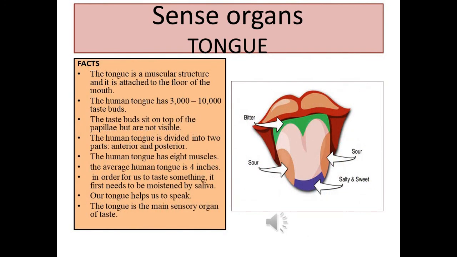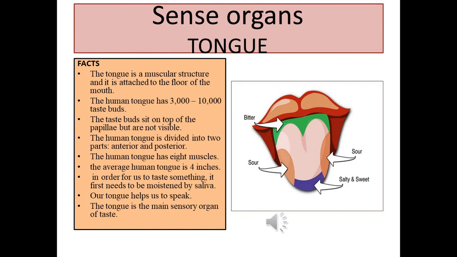In the last we will discuss certain facts about the tongue. The tongue is a muscular structure and it is attached to the floor of the mouth. The human tongue has 3,000 to 10,000 taste buds. The taste buds sit on top of the papillae but are not visible. The human tongue is divided into 2 parts, anterior and posterior. The human tongue has 8 muscles. The average human tongue is 4 inches.